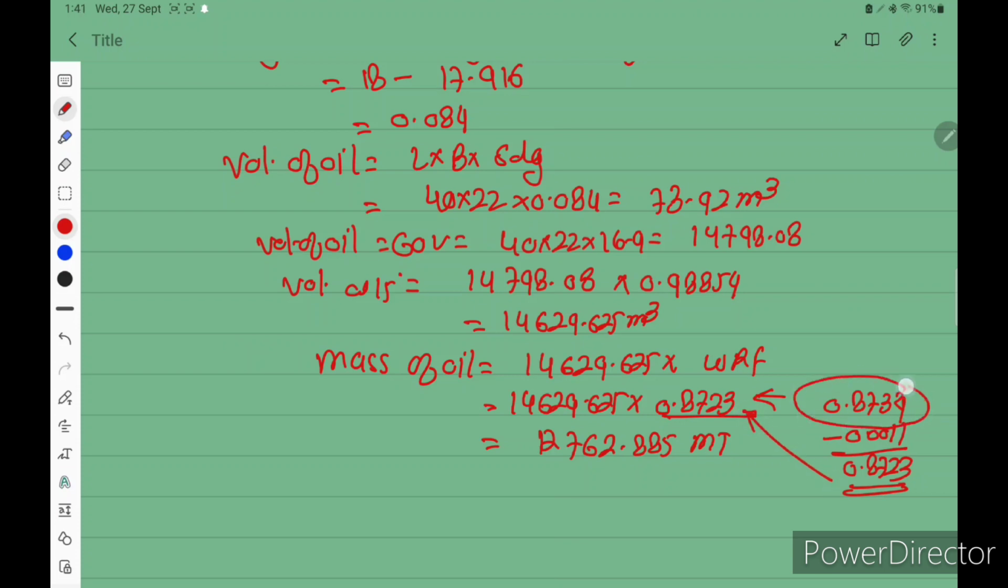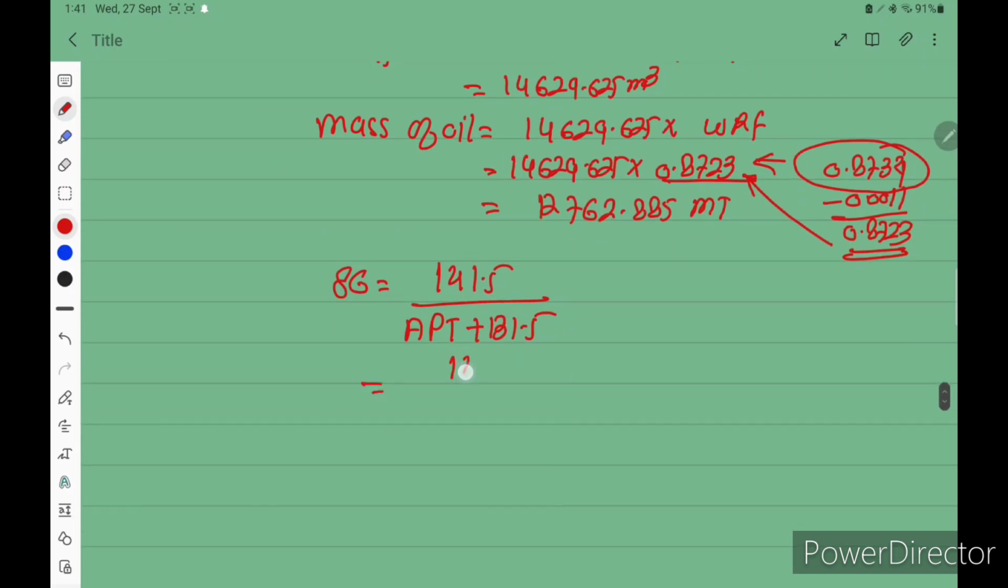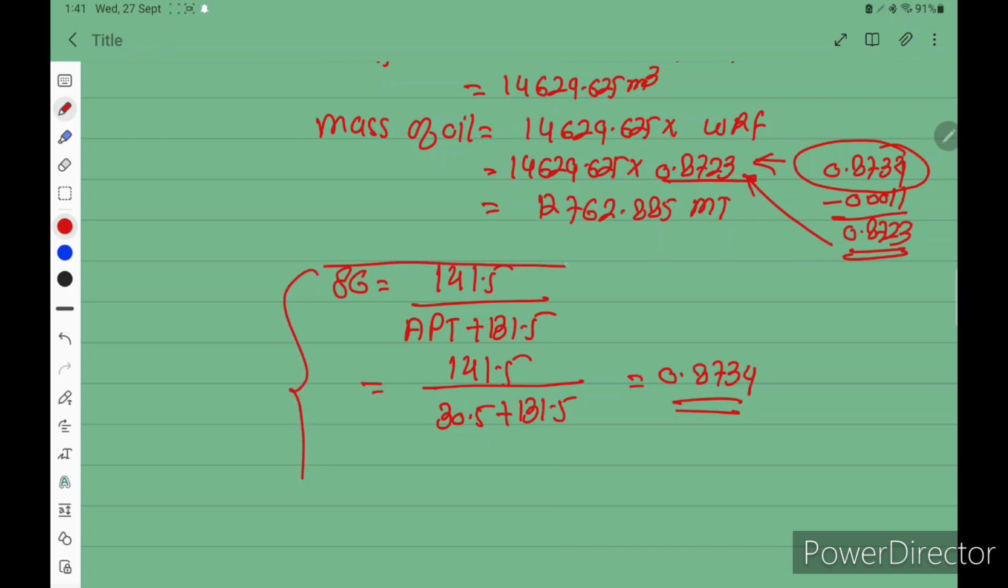And how do we find this value 0.8734? Specific gravity is equal to 141.5 divided by API plus 131.5. Okay, so we put the value 141.5 divided by API 30.5 plus 131.5, so we get 0.8734. Okay, so this is the API. So we have to solve this way. This is a special formula for the API type of numericals.